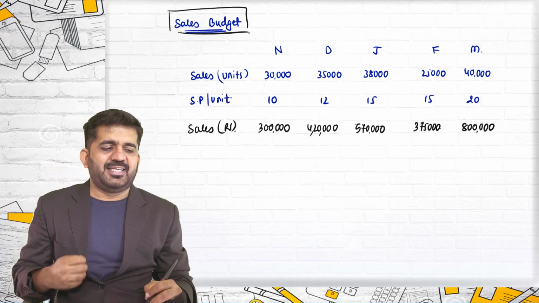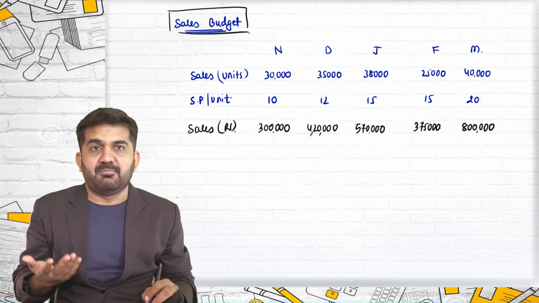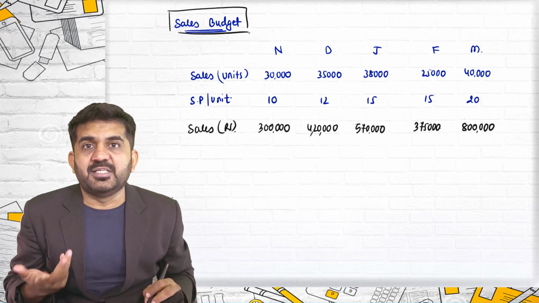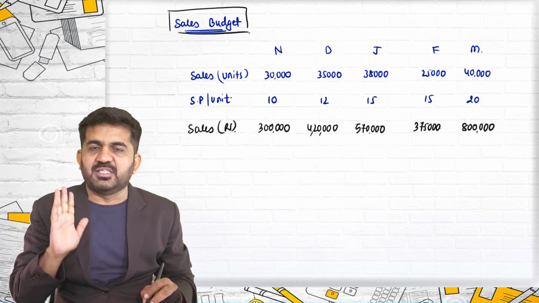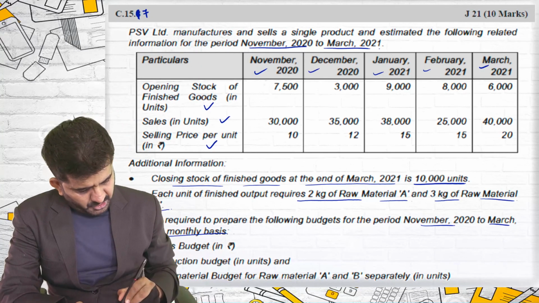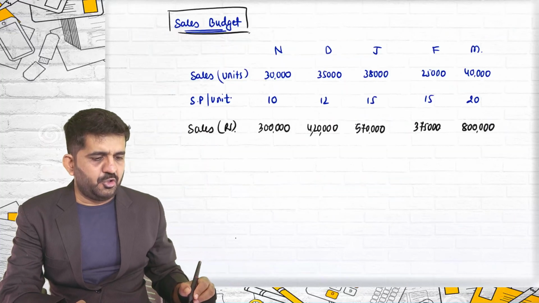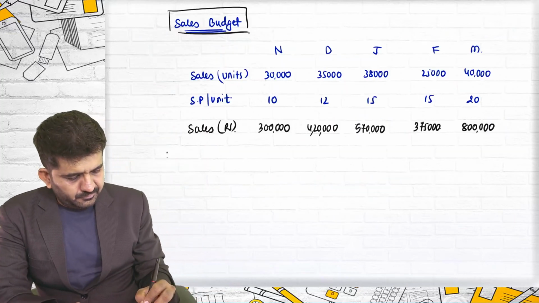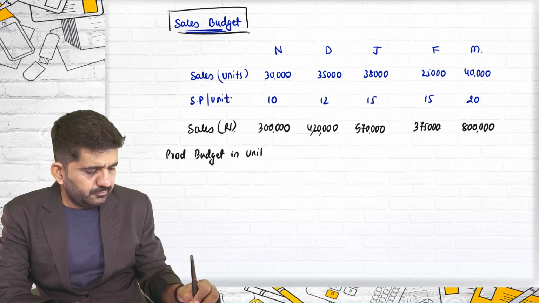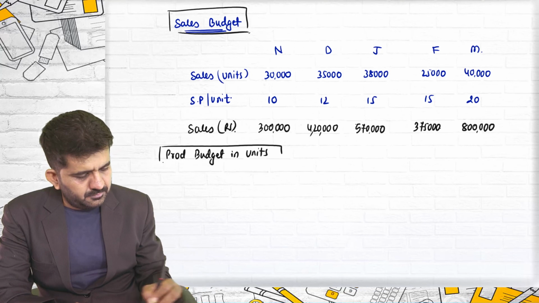What will be my sales in November, December, Jan, Feb and March? What will be the selling price? And how many rupees of sales I will be doing in all these months is nothing but my sales budget. I am going to do the production budget because it is required. Production budget in units.